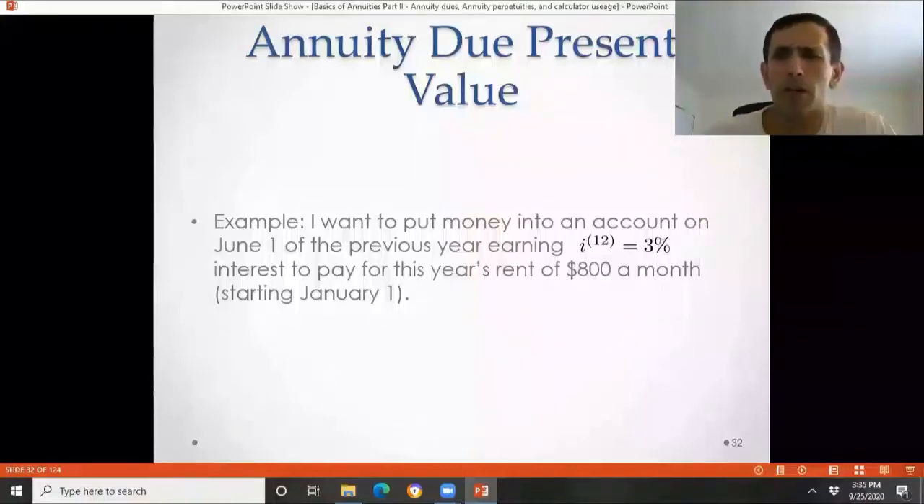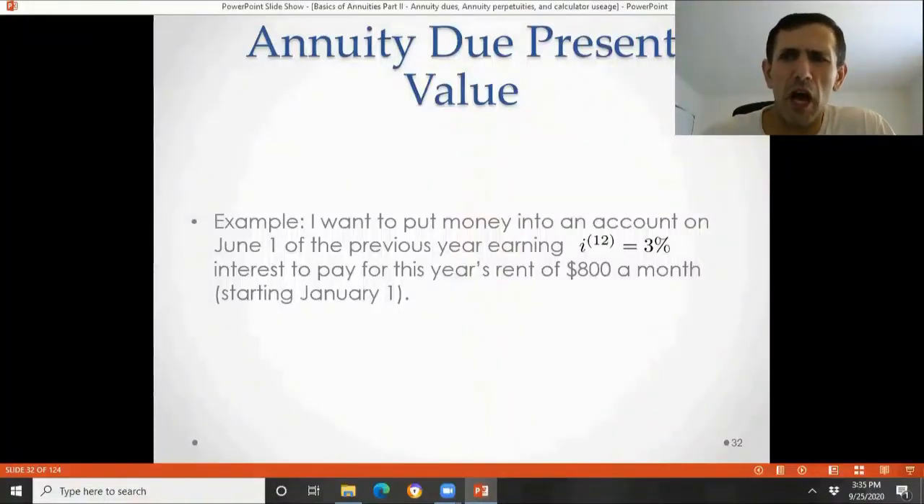I want to put money into an account on June 1st of the previous year, and the account earns nominal interest of 3% compounded monthly. And I want to do this to pay this year's rent of $800 a month starting January 1st of the new year.